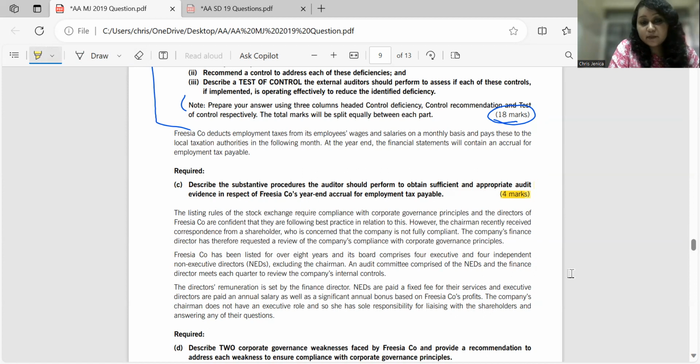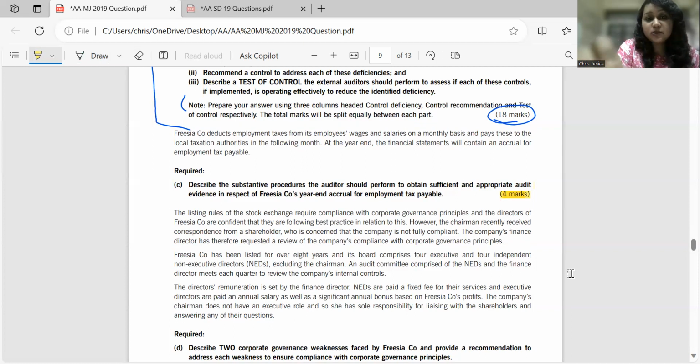Frisia Company deducts employment taxes from its employees' wages and salaries on a monthly basis and pays these to the local taxation authorities in the following month. At the year end, the financial statements will contain an accrual for employment tax payable. Now my question is asking me to write for 4 marks.